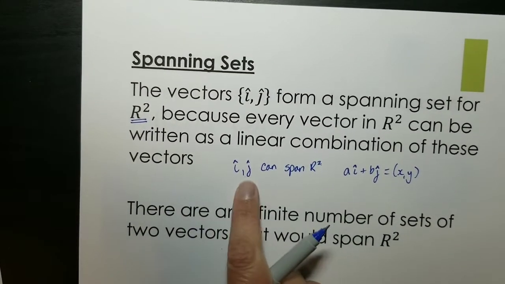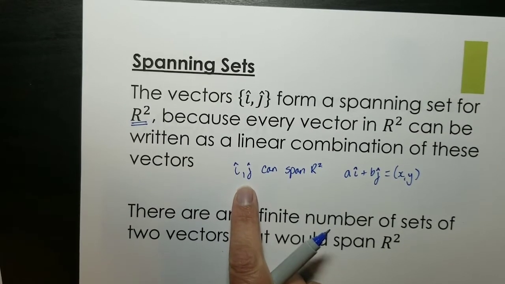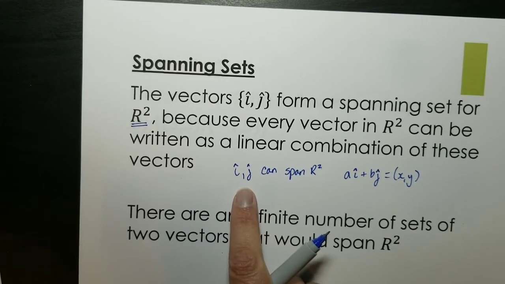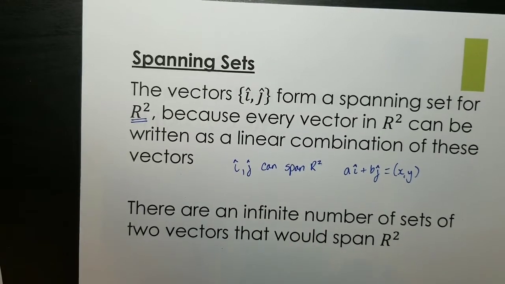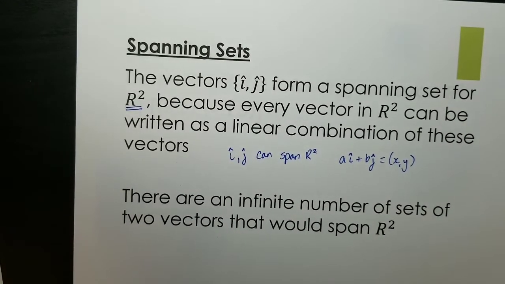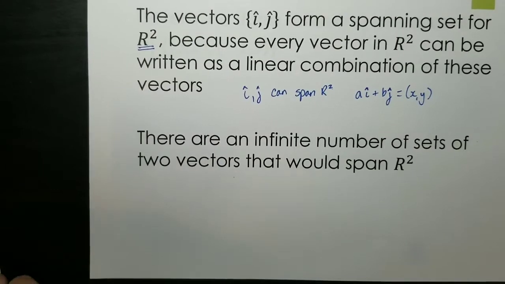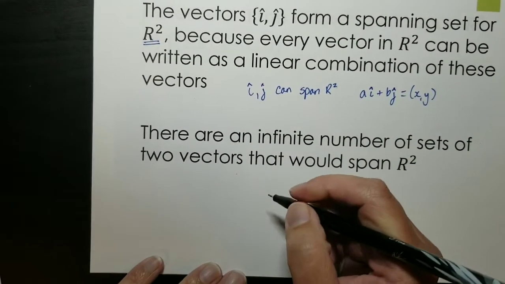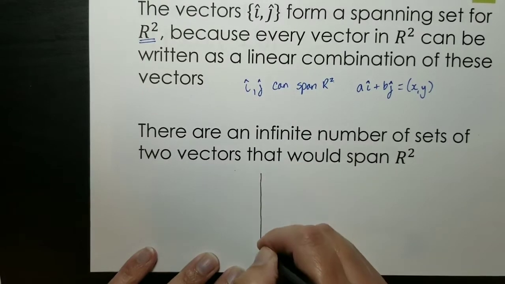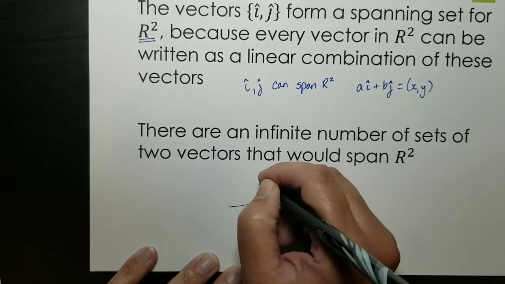But i hat and j hat are not necessarily special. They're easy to use because they're unit vectors right along the axis, but there's actually an infinite number of sets of two vectors that can span R2. So we could have, just to kind of draw it out, because we can draw R2 pretty easily, right?